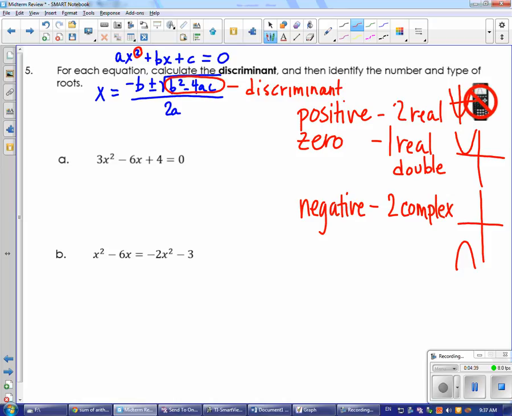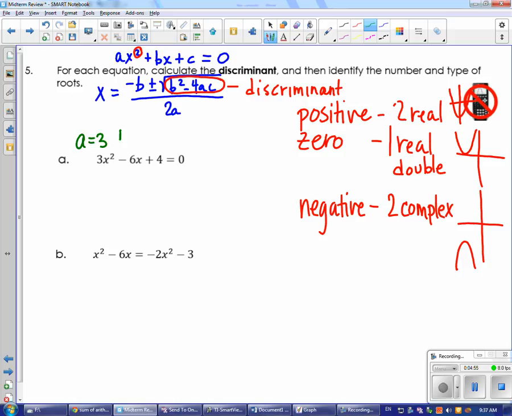All right, so we're given two different equations, and we're asked to calculate the discriminant and then identify the number and the type of roots. So in the first one, the equation is given to you in standard form. So the first thing I'm going to do is just identify the values of a, b, and c.